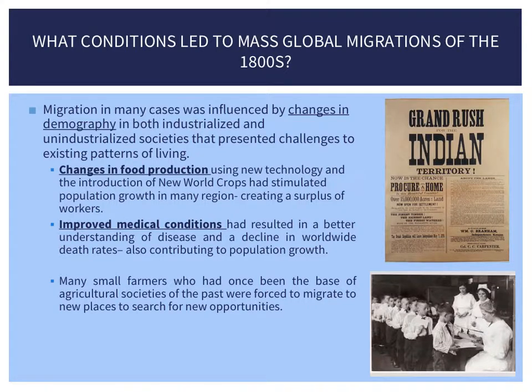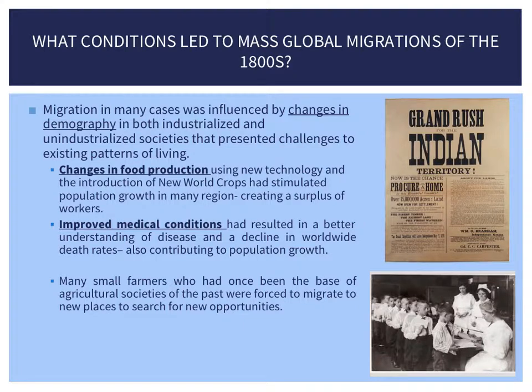So one would be changes in food production. New technology of the Industrial Revolution and new discoveries led to increased food production. Also remember, by this time, a lot of the New World crops, things like potatoes and corn and tomatoes, had spread all throughout Afro-Eurasia and had increased population. So when we have increased population, sometimes we end up with a surplus of workers. Like if you're in a country where most people traditionally are farmers and now food production is becoming more efficient, you just don't need as many farmers. And so those people need to find a place to work.